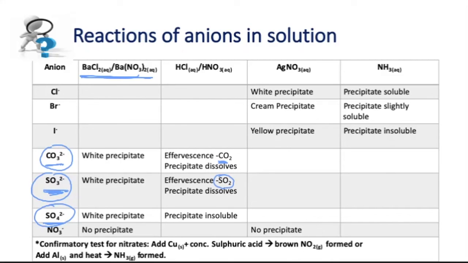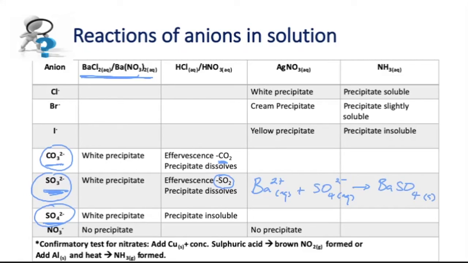And this equation would be representing the ionic equation if we have sulfate present. So it would be the barium Ba2+ ions combining with the sulfate ions, SO4 2-, which are aqueous, and those would come together to give us our white precipitate, barium sulfate. Now, our nitrate would not give us any precipitate here.